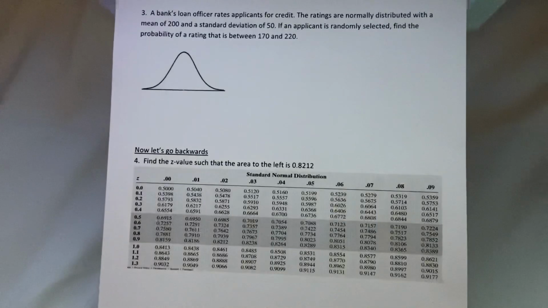Let's do one more. A bank's loan officer rates applicants for credit. The ratings are normally distributed with a mean of 200 and a standard deviation of 50. If an applicant is randomly selected, find the probability of a rating that is between 170 and 200. So this is two different scores if it's between, so I need to find two different z-scores.